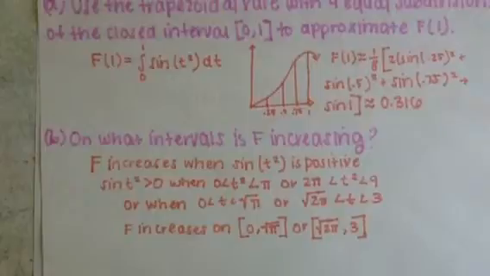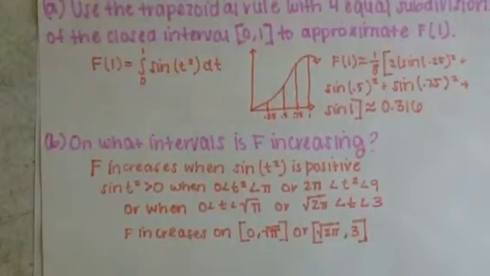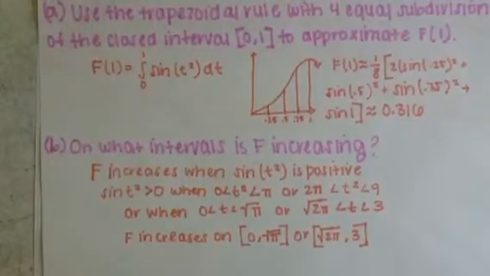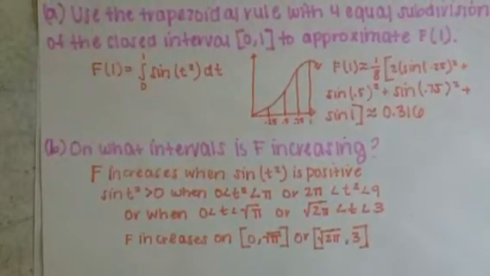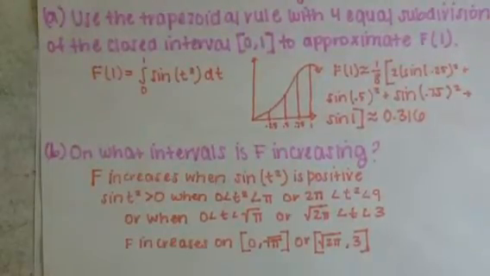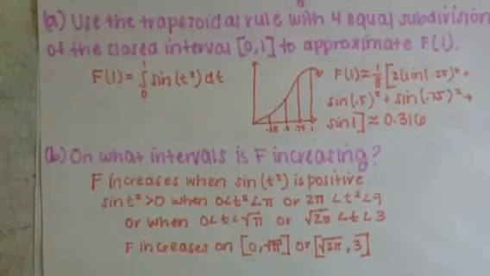Let f of x equal the integral from 0 to x of sine of t squared dt for all x's from 0 to 3. A says, use a trapezoidal rule with 4 equal subdivisions of the closed interval 0 to 1 to approximate f of 1.